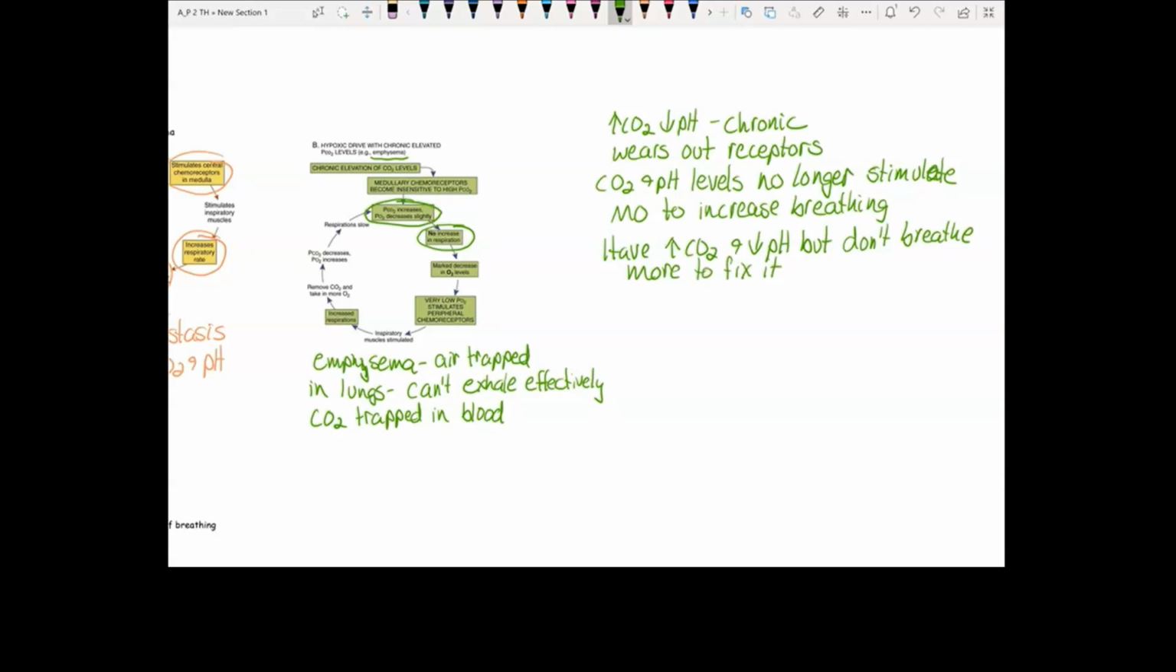Because you wore out the receptors. So that means the problem just gets worse. And while the problem with your carbon dioxide is getting worse, your oxygen levels are dropping. So notice here, marked decrease in oxygen levels. Well, now your oxygen can actually drop low enough that you stimulate those receptors that only respond to very low oxygen.